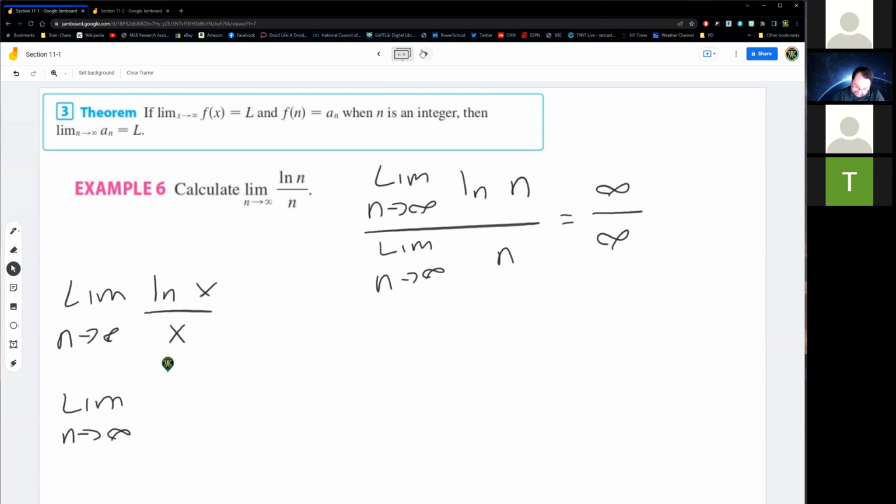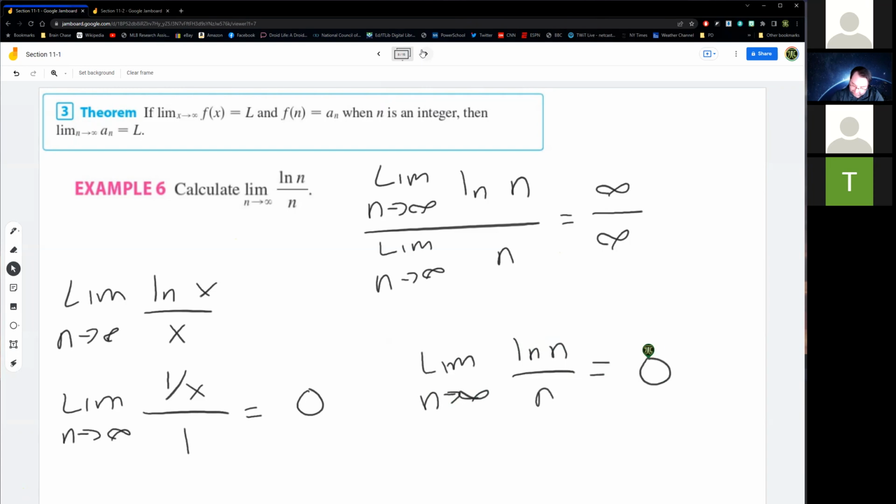Derivative of ln of x is 1 over x. Yep. And then the derivative of x is 1. So the limit of 1 over x is 0. So since that goes to 0, I know the limit of n to infinity of ln of n over n also goes to 0.